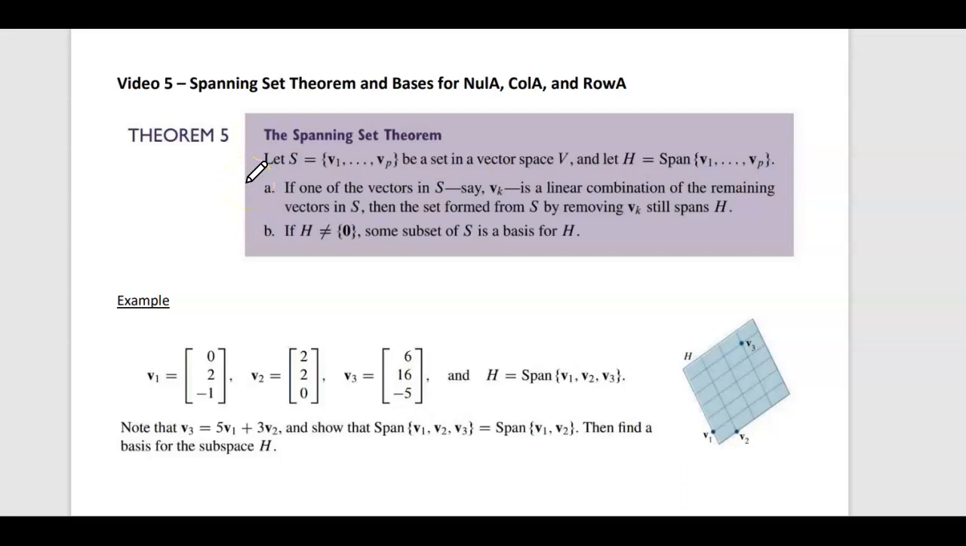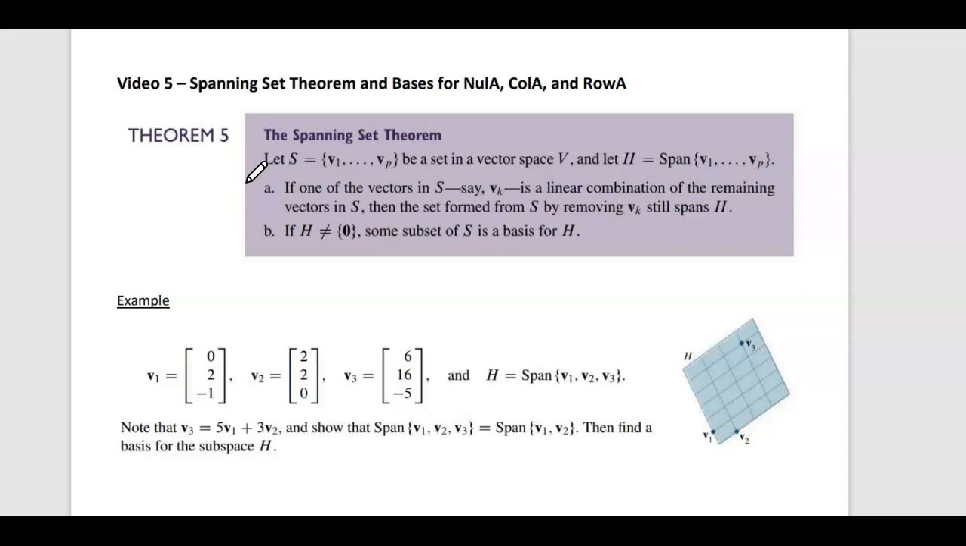All right, here is a key theorem for when we talk about sets and bases for our vector spaces. The spanning set theorem says that if S is a set of vectors in a vector space and H is the span of those vectors, then if one of the vectors is a linear combination of the remaining vectors, the set formed from S by removing that vector still spans H. That has to be true because that vector is a linear combination of the other ones, so if you just took it out, the vectors would still span the same space, okay?